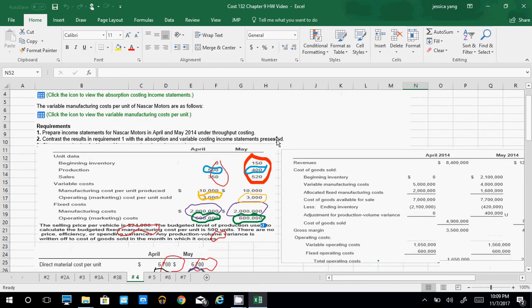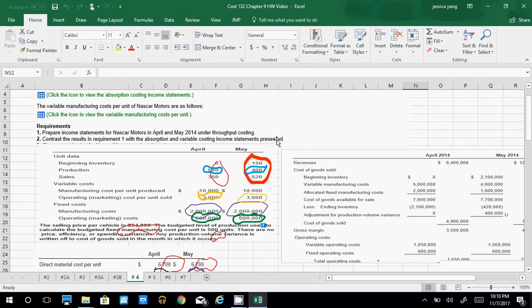We're given the following data for April and May: beginning inventory, production, sales, variable manufacturing cost per unit produced, variable operating marketing cost per unit sold, fixed manufacturing cost, and fixed operating marketing cost. The selling price per vehicle is $24,000. The budgeted level of production used to calculate the budgeted fixed manufacturing cost per unit is 500 units.